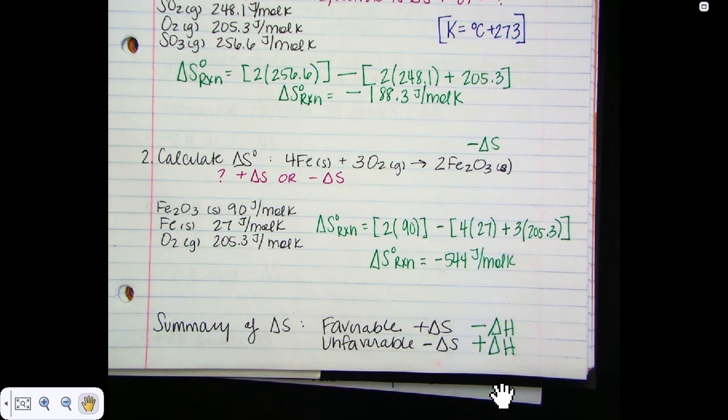So hopefully that was helpful, and go forth and don't tell your mom I said you could have a messy room.